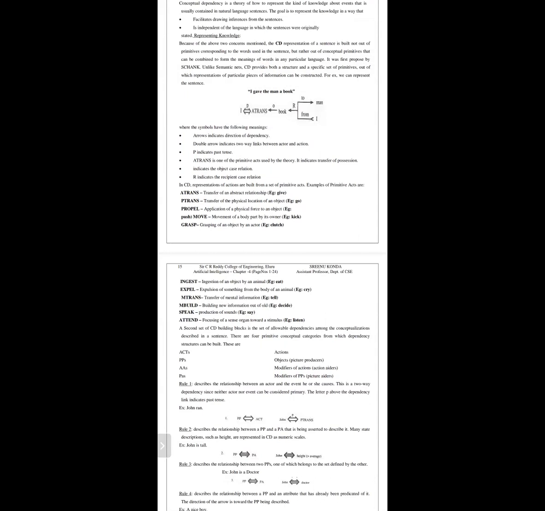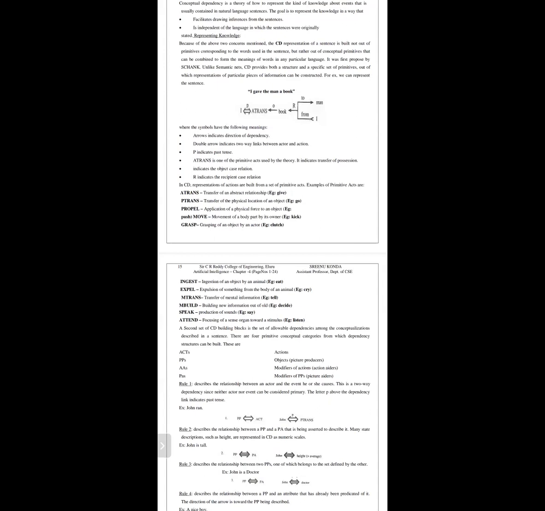Next one is P trans. In the previous one, A means abstract relationship or transfer of possession. P trans is nothing but transfer of physical location. P means physical location. So that means a transfer of physical position. For example, go. That means an object or a man is being moved from one place to another place. That is about P trans.